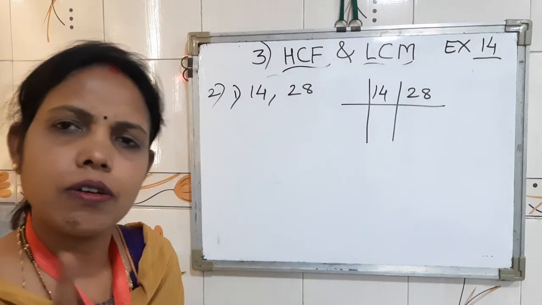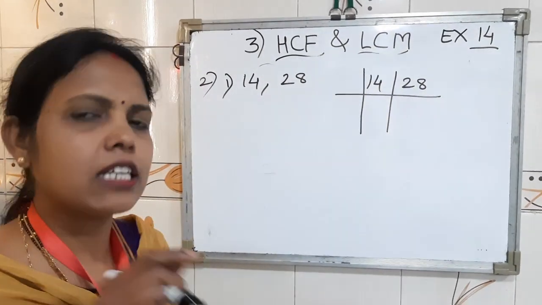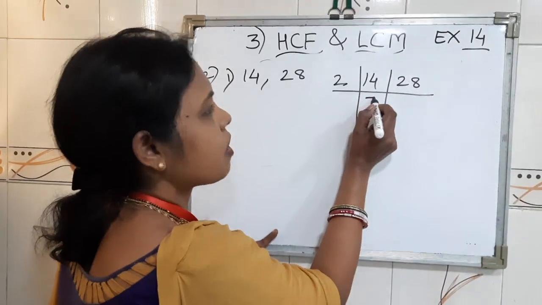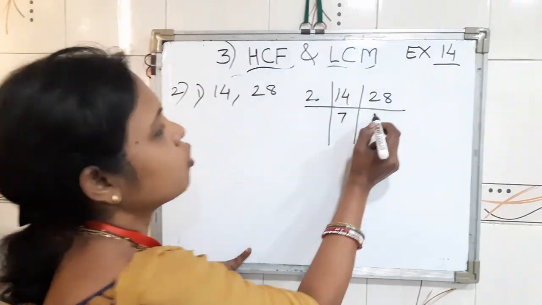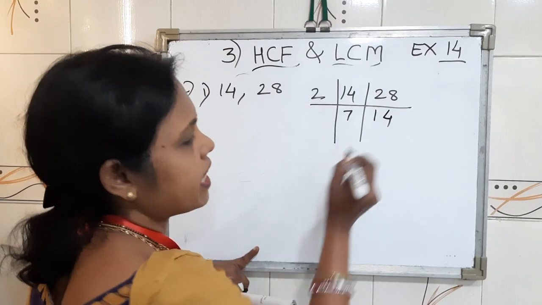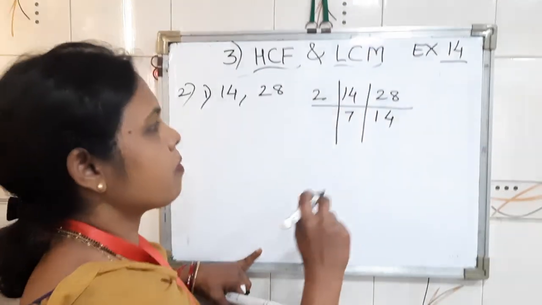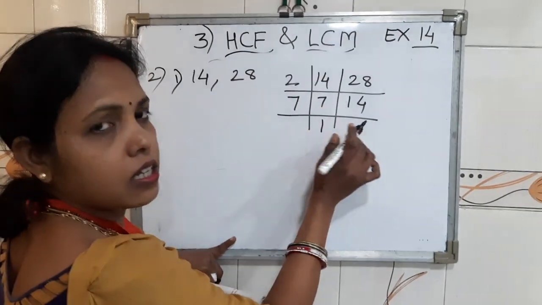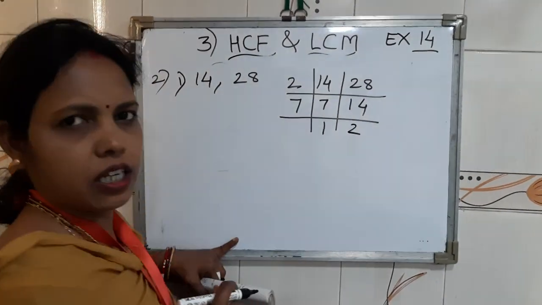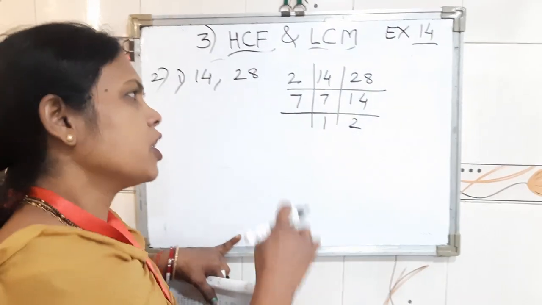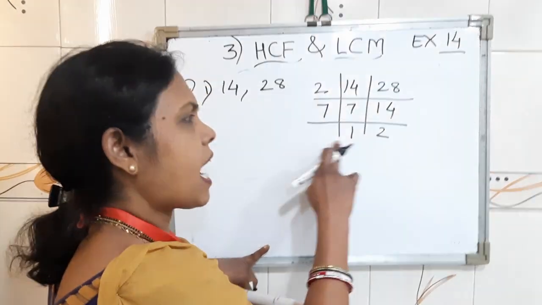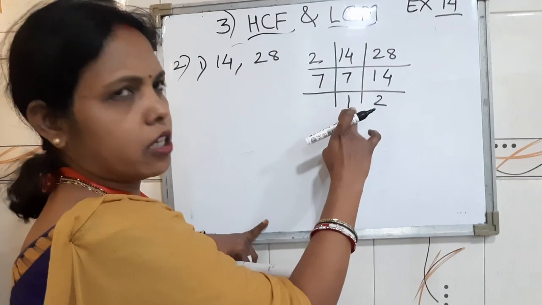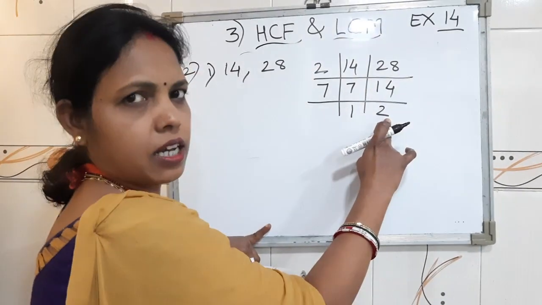First of all, we will see which number is common between both. We will take 2. 2 7s are 14. 2 1s are 2. 2 4s are 8. Next common number, 7. 7 1s are 7. 7 2s are 14. If we take the next number, as you all can see, here you got already 1, here only 1 remains.